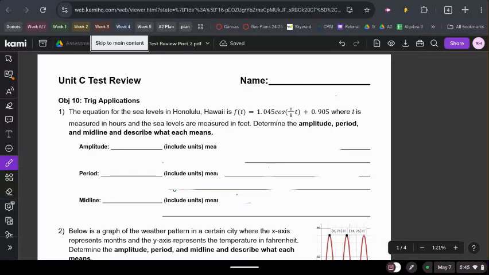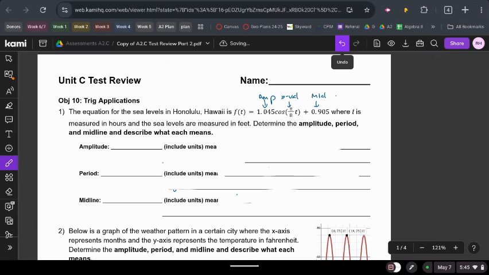Today we're going to look at Objective 10 for trig applications. So the first problem is interpreting an equation, and it's talking about the tide levels in Honolulu, Hawaii. When we're identifying the amplitude, period, and midline, it's in that order. It's got the amplitude here. It's got the period, well, the B value at least, which will help us calculate the period. And then it's got the midline value here.